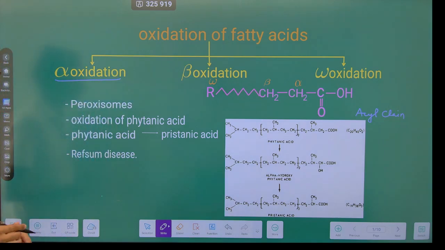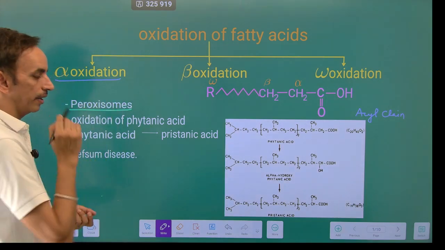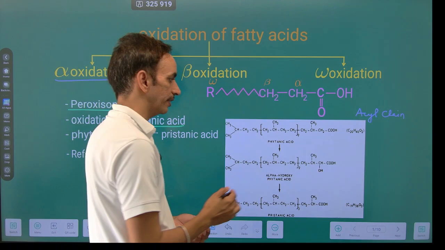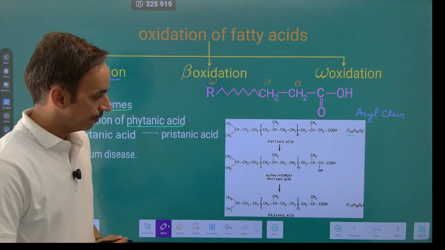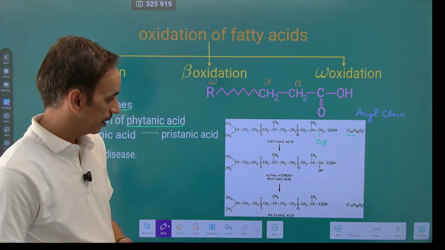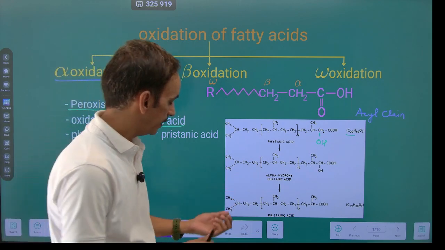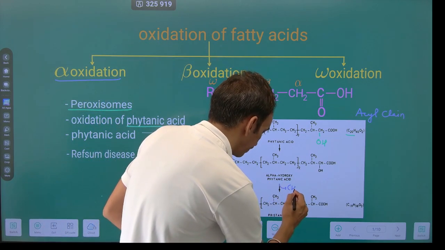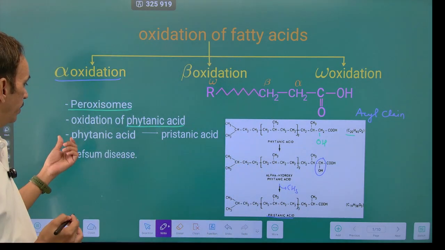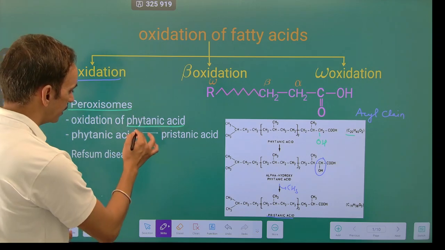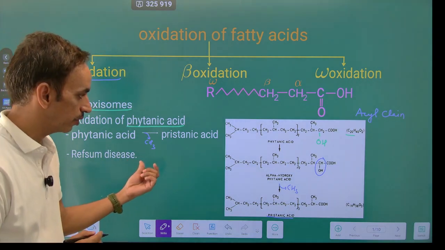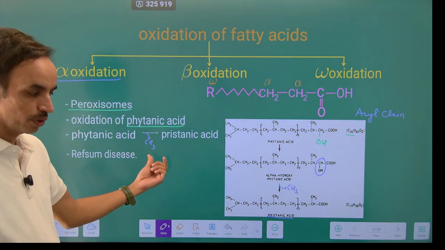This alpha oxidation generally occurs within the peroxisomes. It is mainly involved in the oxidation of phytanic acid, which is a 20 carbon fatty acid. In the first step, a hydroxyl group is added onto the phytanic acid, leading to the formation of alpha hydroxyphytanic acid. Then a methyl group is removed, which leads to the formation of pristanic acid. So phytanic acid is converted into pristanic acid by the removal of a terminal methyl group.